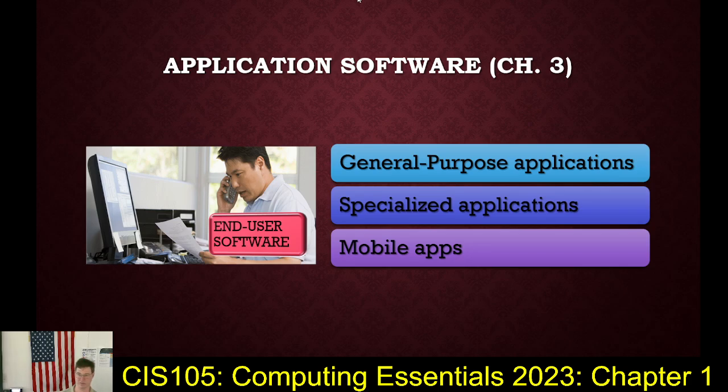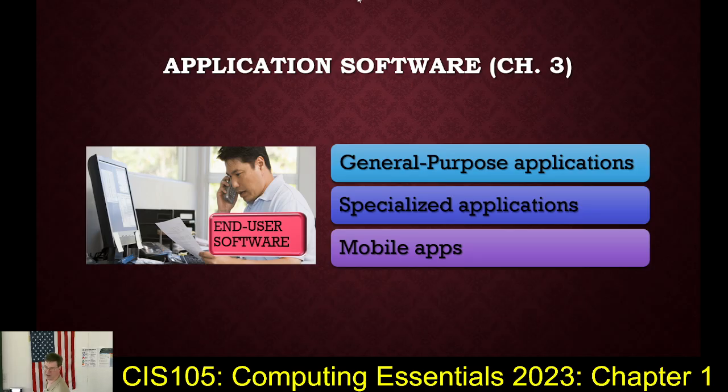Chapter 3 talks about application software. Now, chapter 1 here is an overview for the whole rest of the class. So when you see the different chapters that I have up here, that's what we're going to be talking about at that point in time. This chapter is primarily just an overview for the other 12 chapters.